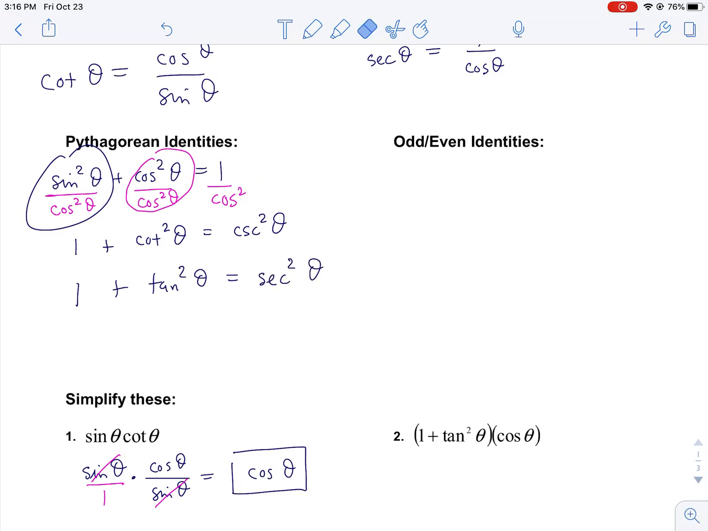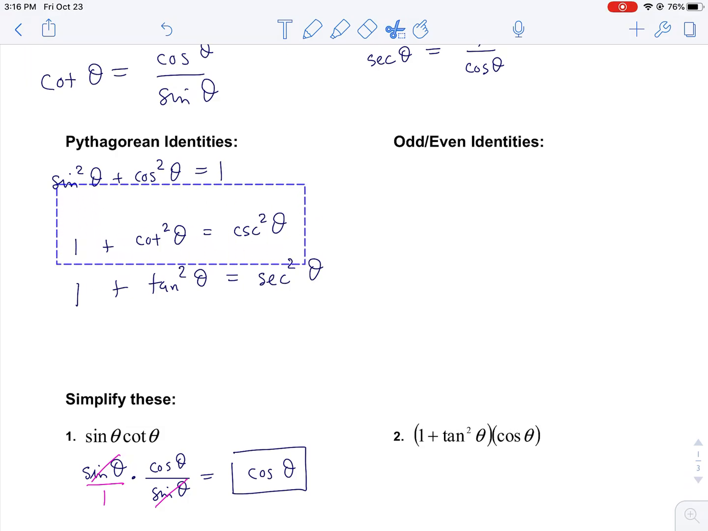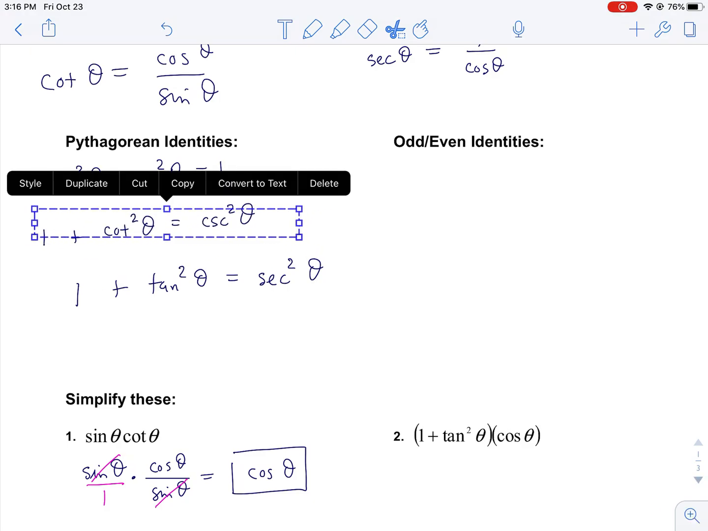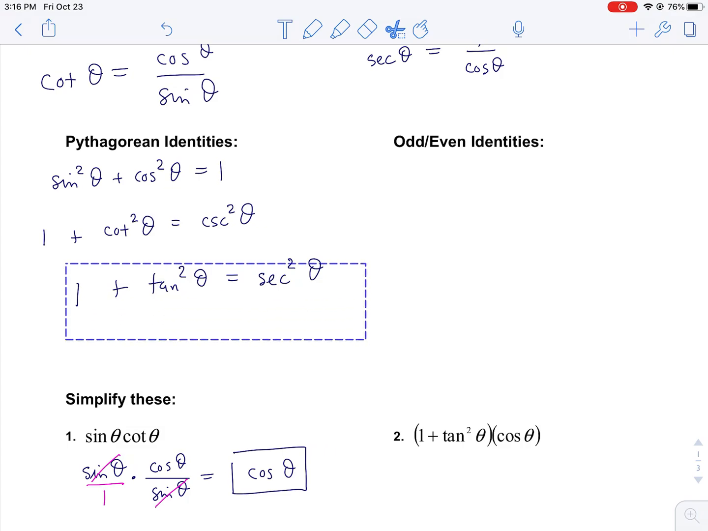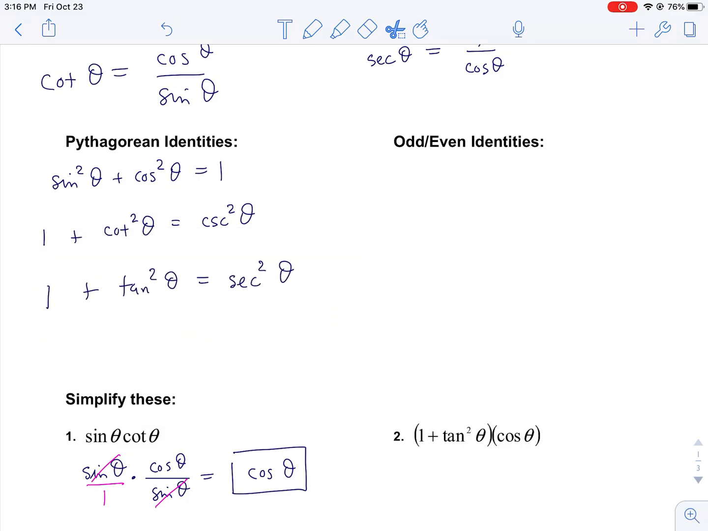So let me clean up my worksheet here. I got two spin-offs: 1 plus cotangent squared is cosecant squared, and 1 plus tangent squared is secant squared. Do you have to memorize those? Yeah, you kind of do. Hopefully you do enough problems that it becomes second nature. I'm just going to clean this up, make it look a little better. There we go. So you're probably thinking, how do I use this?